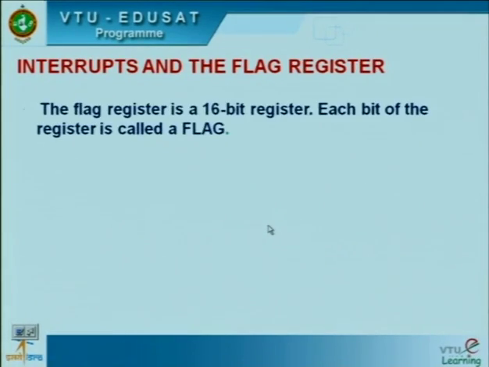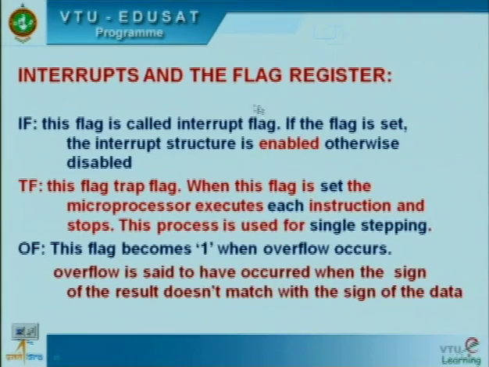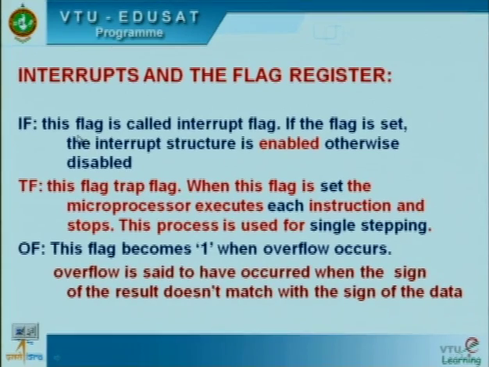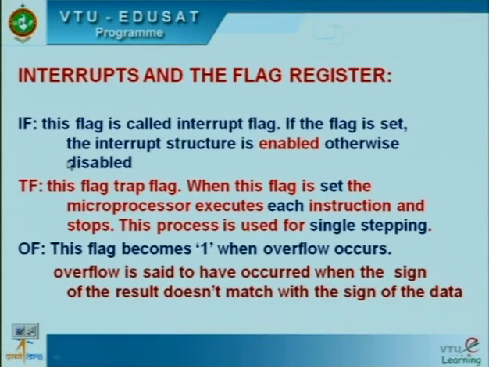Now, how are these interrupts related to the flag register? This is your flag register, which is a 16-bit register. In this we have a few flags which are related to the interrupts: IF, TF and OF. Let me browse through fast. IF is the interrupt flag, where if you set IF to 1, interrupts are enabled, otherwise all interrupts are disabled. That means any interrupt coming on the INTR pin will not be accepted if IF is equal to 0. TF, if it is set, 8086 accepts the single step interrupt, that is the trap interrupt.